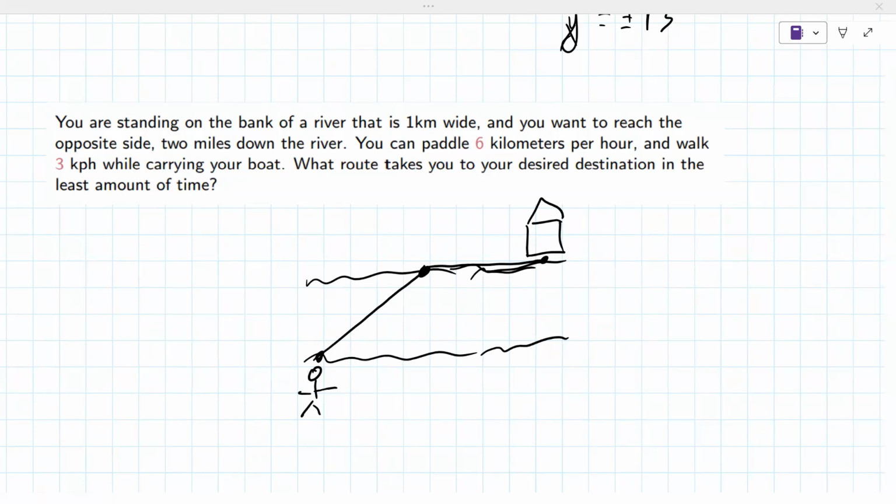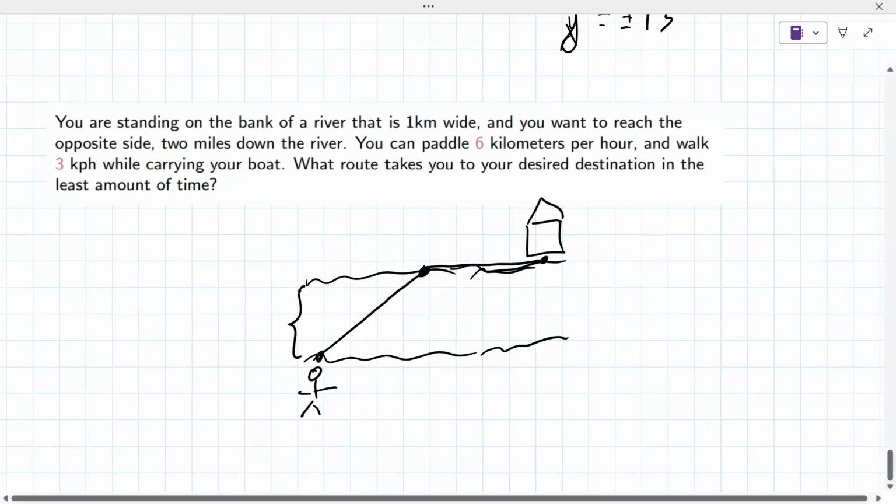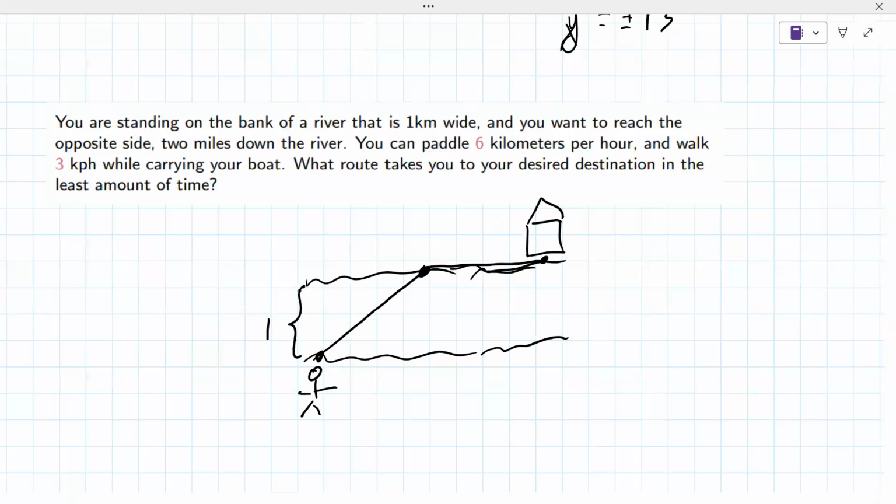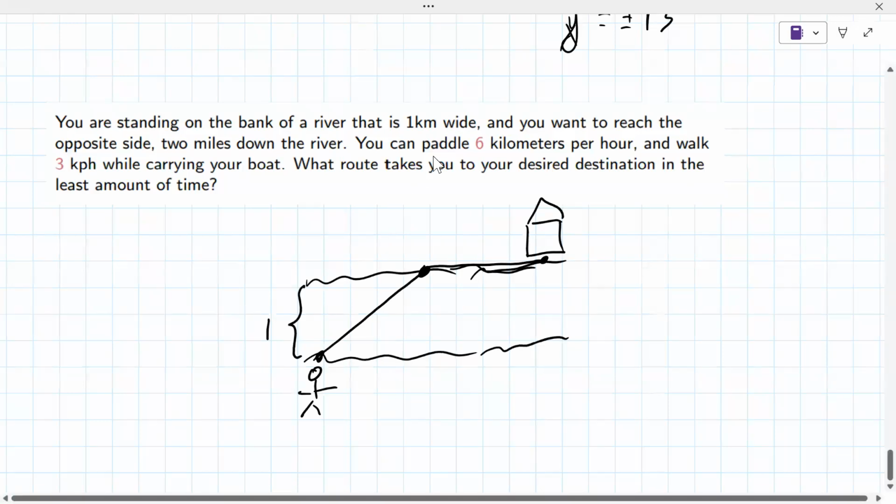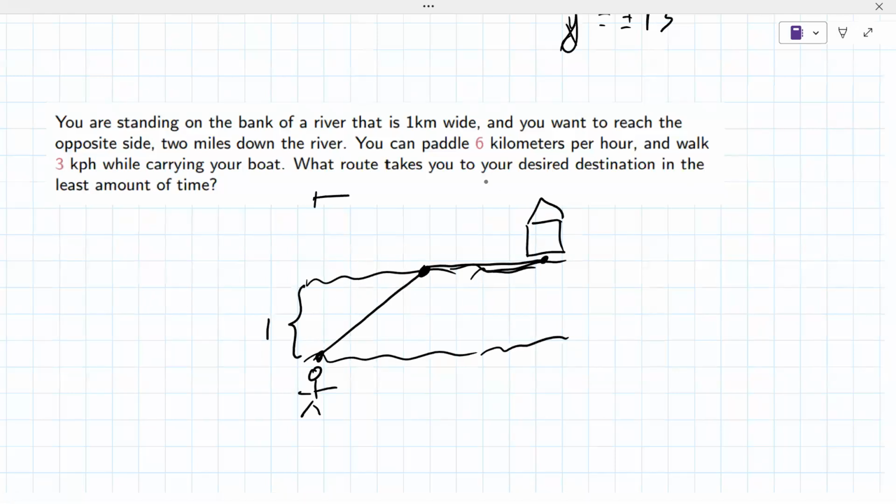This is 1 kilometer wide, and there's a couple of ways to do it where you either call this length X or this X, but the whole length is like 2. It says that somewhere in the problem, 2 miles. I think they meant kilometers. We'll say kilometers there.